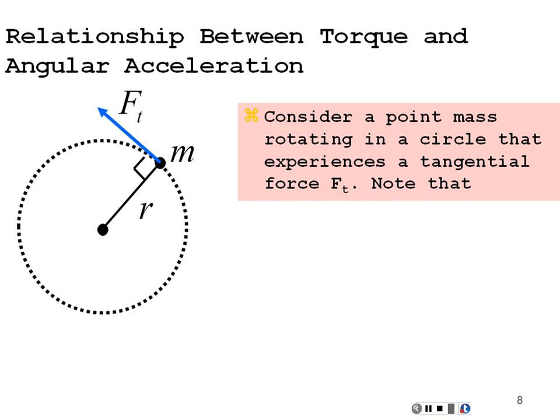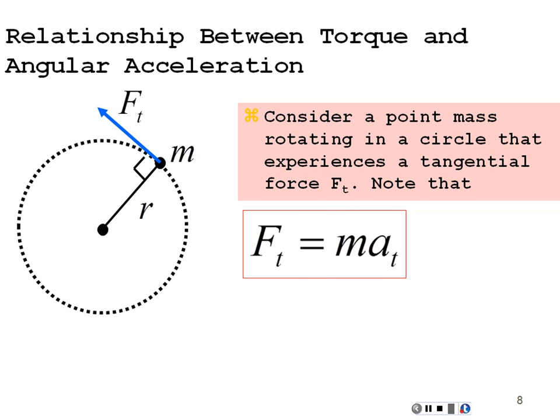So, consider this. Let's say I had a point mass going around in a circle, and we have a tangential force acting on that point mass. We know from Newton's second law that that force would be equal to mass times tangential acceleration, F equals ma. Sounds good. But we might also consider that there might be a torque associated with this movement of this mass under this force at some radius r.